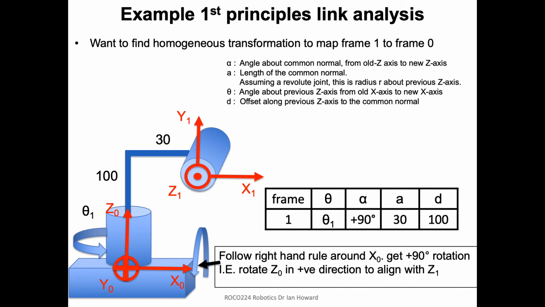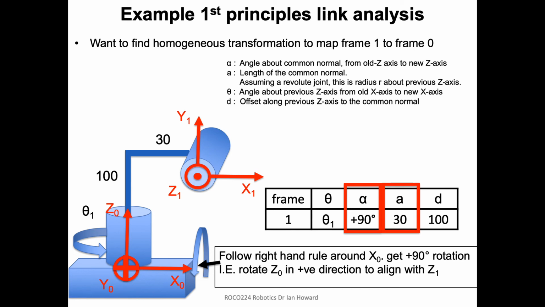So we see, in order to align the direction of Z0 with Z1, we need a positive 90 degree rotation around X, and that is precisely what the alpha parameter is. So we have an alpha value of plus 90 degrees. Right, that's the first one. So what's the next thing to do?